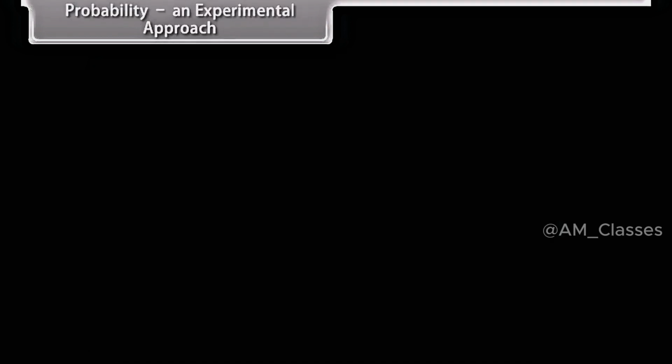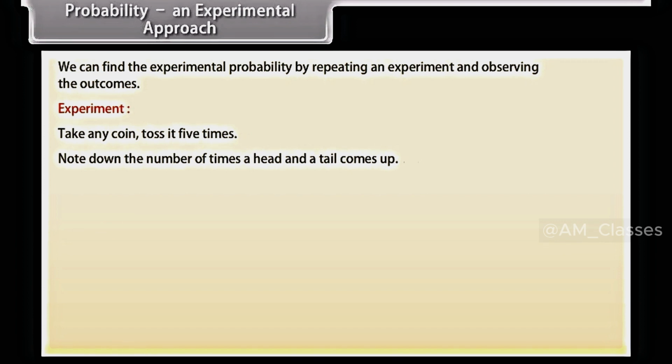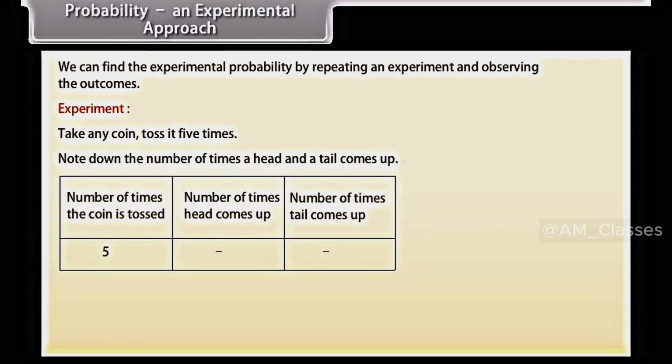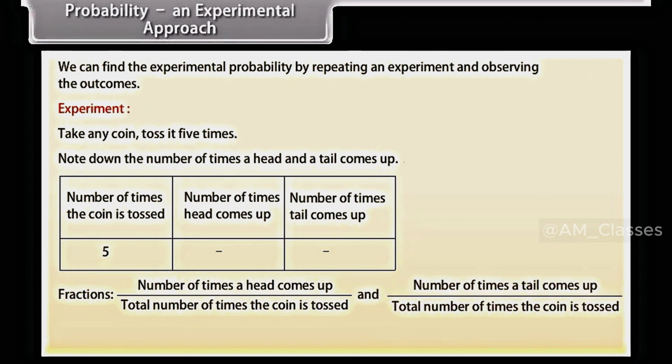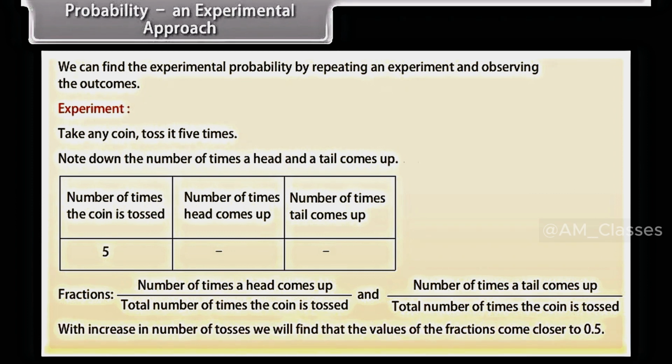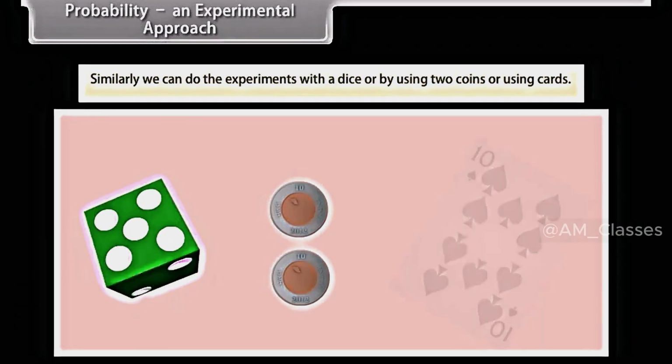Probability, an experimental approach. We can find the experimental probability by repeating an experiment and observing the outcomes. Let's do an experiment. Take any coin, toss it 5 times. Note down the number of times a head and a tail come up, and fill the given table. Then write the fractions. First one is number of times a head comes up upon total number of times the coin is tossed. And the second one is number of times a tail comes up upon total number of times the coin is tossed. As we increase the number of tosses, we will find that the values of the fractions come closer to 0.5. Similarly, we can do the experiments with a dice or by using 2 coins or using cards.